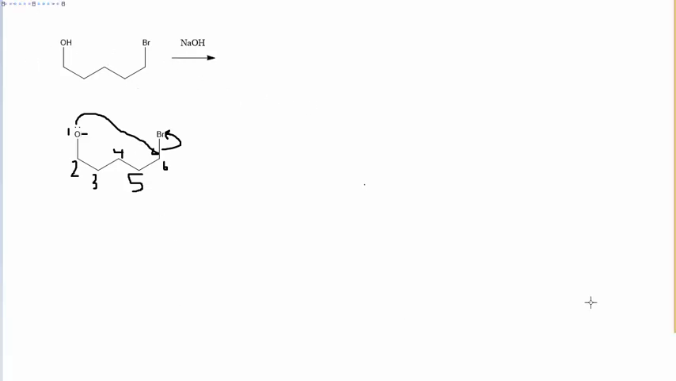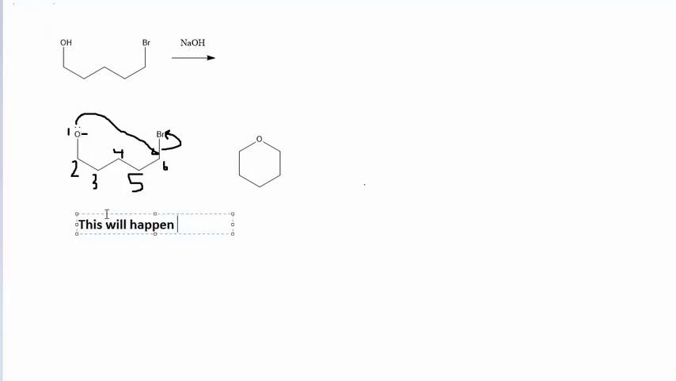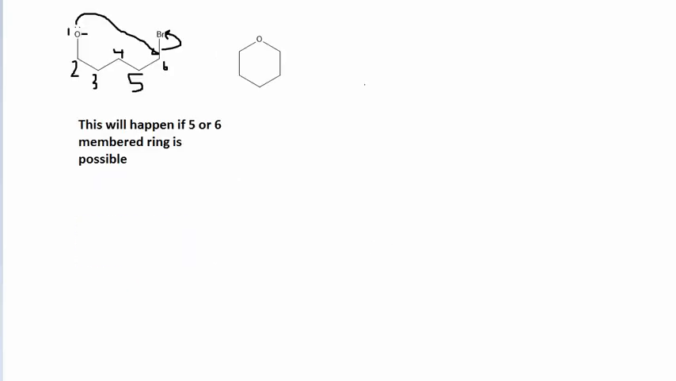Well, let me try that again. It will generate this as your final product. And I'll tell you that in general, this will happen if a 5 or 6 membered ring is possible. Remember, 5 or 6 membered rings are pretty much strainless, so if this can happen, it will happen.